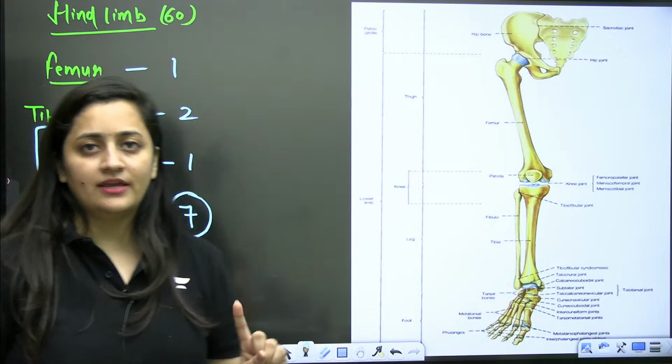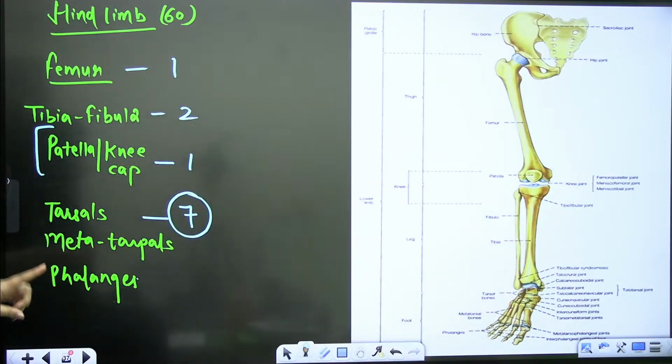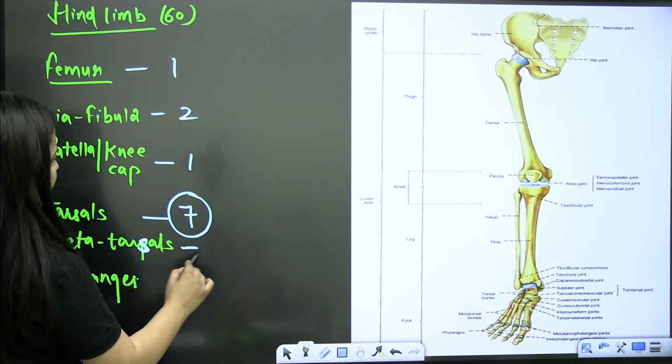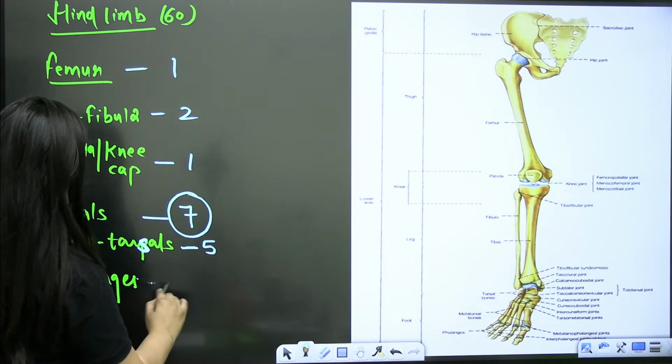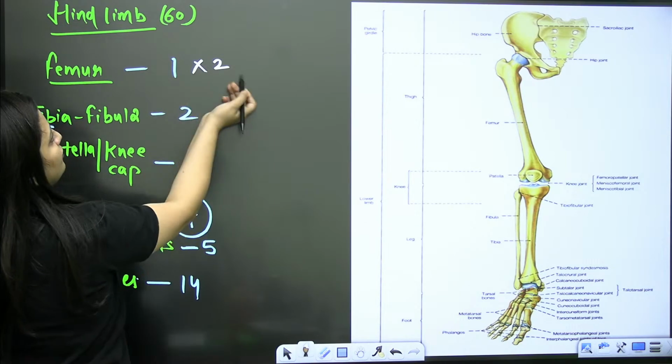So that's what you need to take care of. Carpals 8, tarsals 7. The metatarsals are again the same, 5. Phalanges again the same, 14. Now multiply it by 2 because we have 2 hind limbs.